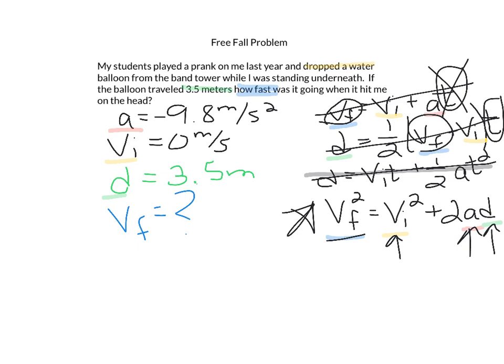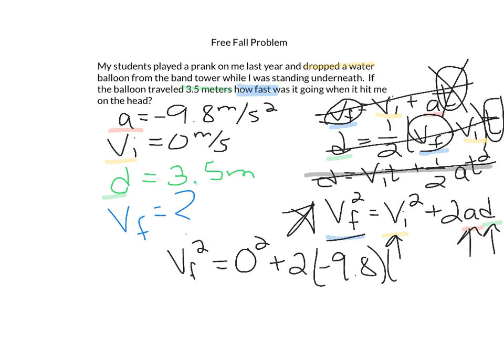When we do this, we get that VF squared equals 0 squared plus 2 times a negative 9.8, and my distance is a negative 3.5. I forget every time when I'm listing out my variables to make this distance negative, but it is negative because it's traveling in the negative y direction. This actually helps when you're solving these problems, because if you forget that 3.5 is negative, then you try to take the square root of a negative number, and we don't do that in this class.